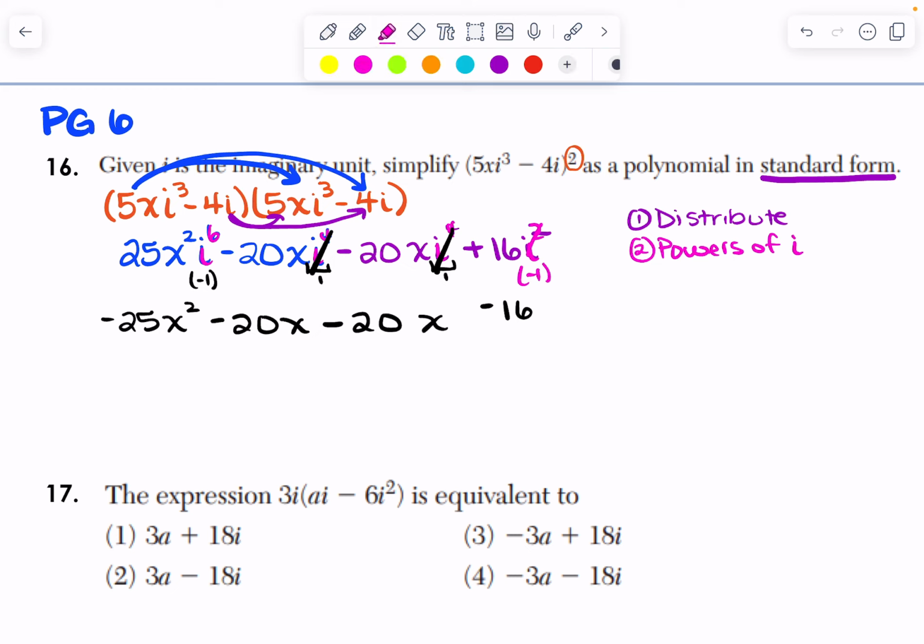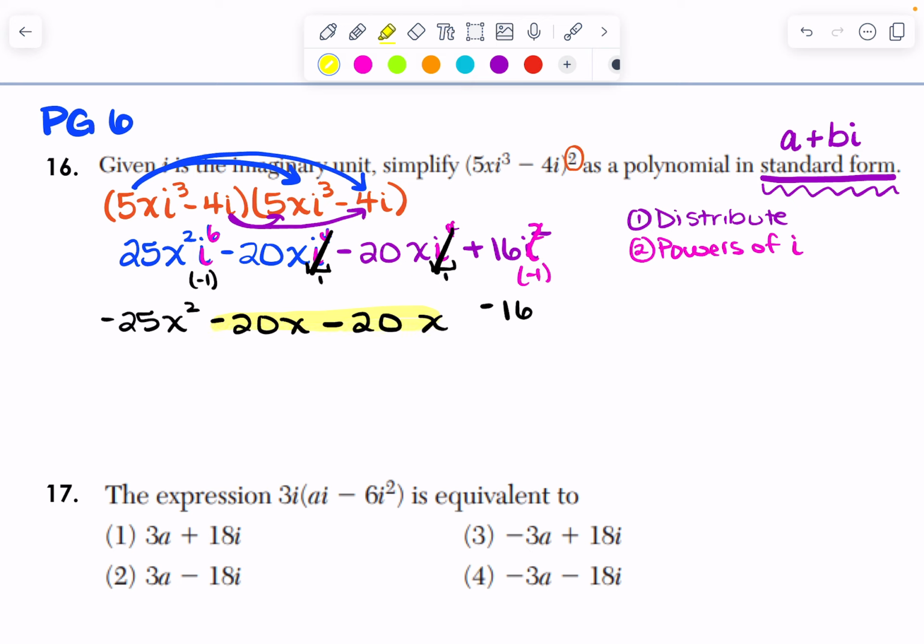Do you guys notice anything about what happened to this problem? There are no more i's left over. All of those powers of i simplified to either a 1 or a negative 1. And going back to this standard form, that actually makes sense because if it was going to have an imaginary component, it usually would say in a plus bi form. So that was kind of a hint that it wasn't going to have any i's left over.